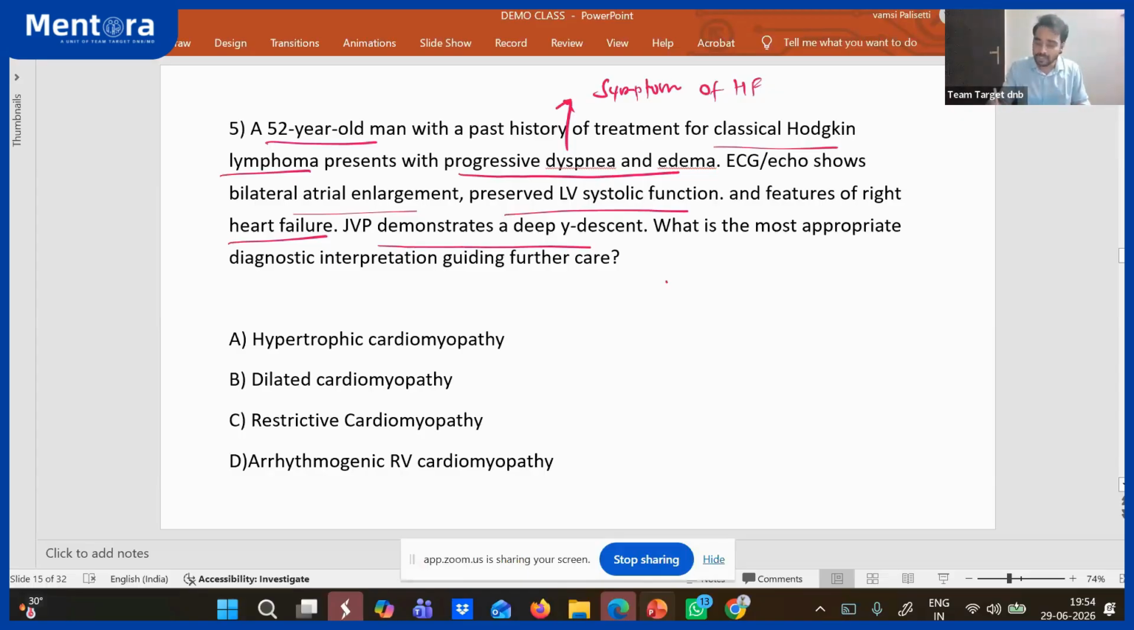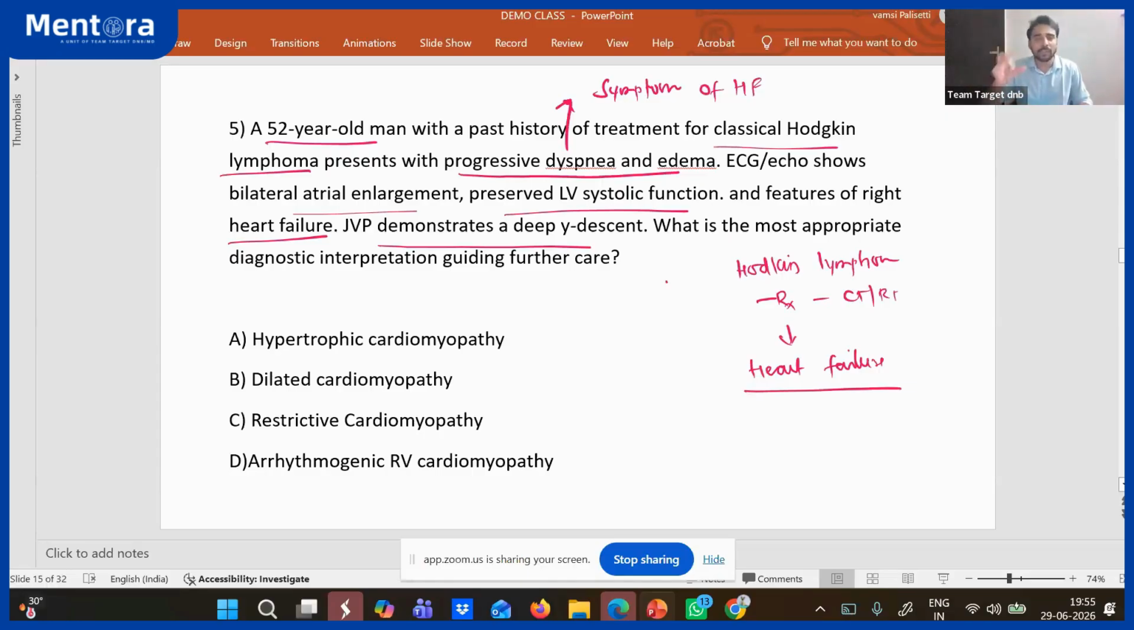Right. So what is the patient asking? The patient who had Hodgkin lymphoma took some treatment. We don't know what treatment it is. Maybe some chemotherapy or radiotherapy. Anything can happen. After this, the patient developed symptoms of heart failure. So there itself we will crack the question, because after some chemotherapy or radiotherapy, what disease will happen? Mainly it is cardiomyopathy. We'll discuss that thing.